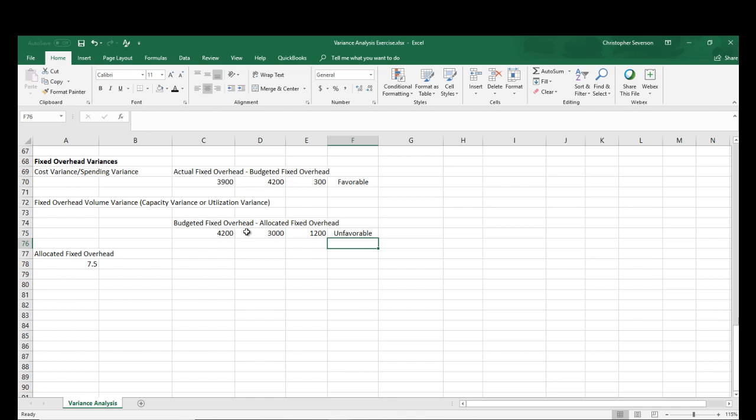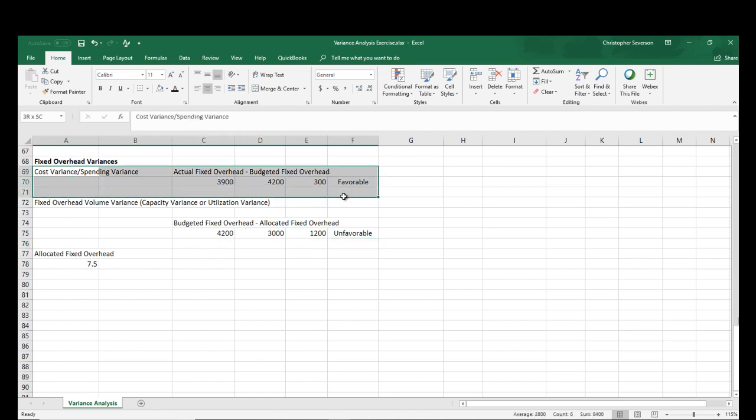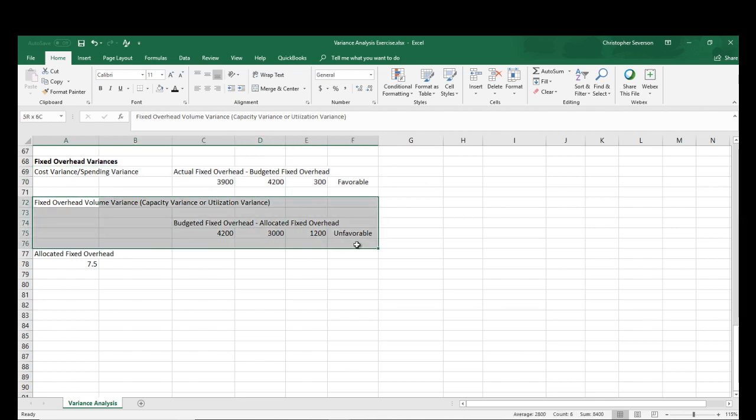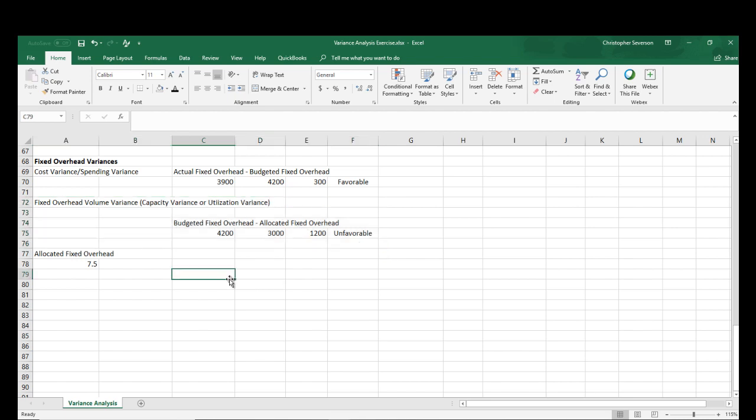Again, some other text would call it neither, because it's really not controllable by cost reduction. The only one that's controllable by cost reduction would be the actual spending variance. This is just all about what volume are you operating at. So that takes us to the end of our variance analysis discussion. Hopefully this exercise has helped to clarify some things.